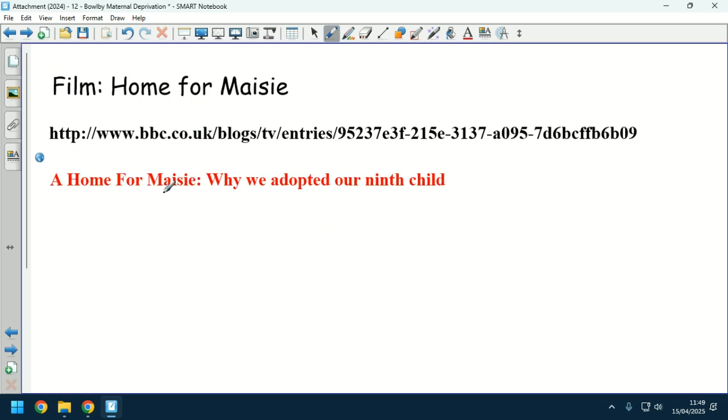Okay, so the last thing I want to mention is that if you have an opportunity to watch a film called A Home for Maisie, it was on the BBC probably about 15 years ago now. It will show how the combination of deprivation and privation and other factors could really trouble a young child. But it also shows how having psychological therapy which deals with those underlying causes could also be very supportive to you in the long run.